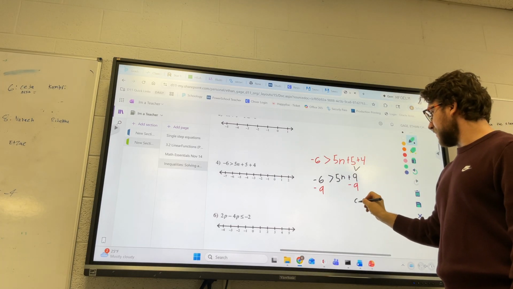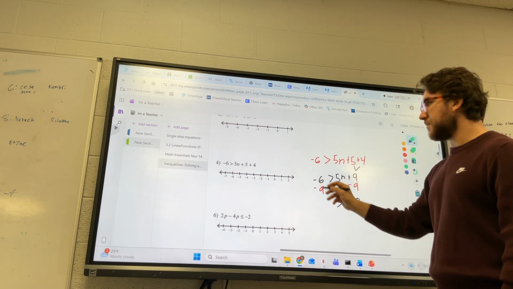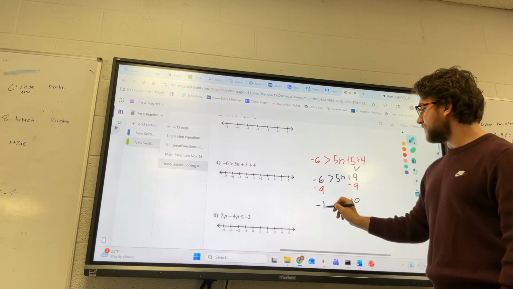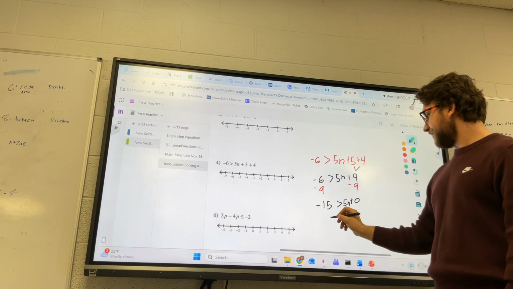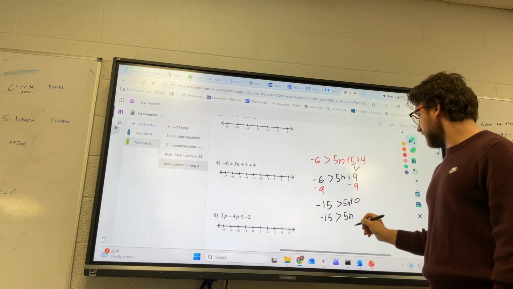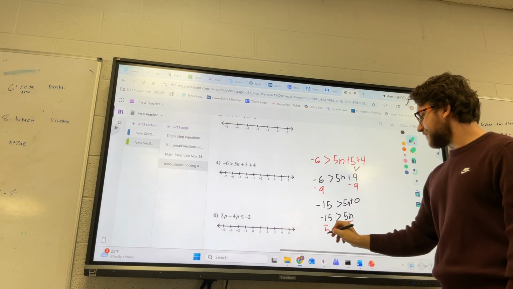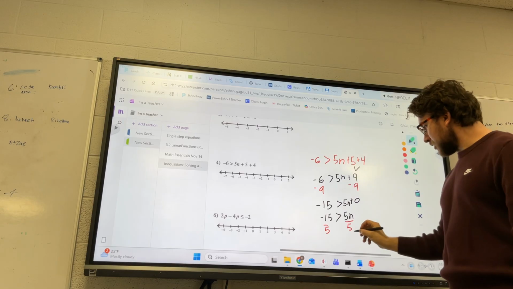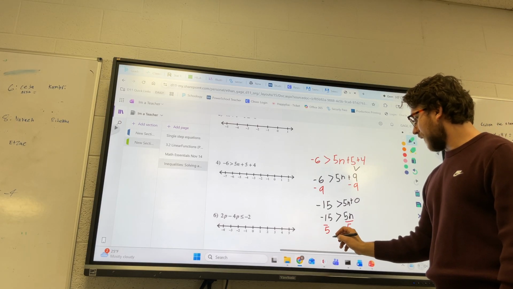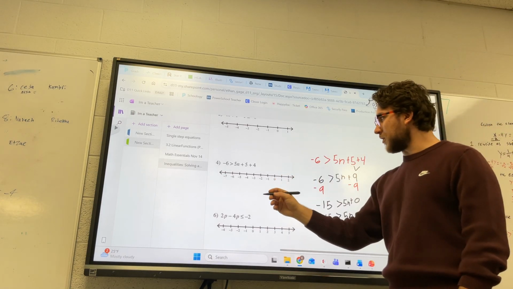9 minus 9 is going to be 0. Our 5n stayed exactly the same. Negative 6 minus 9 gives us negative 15. Our negative 15 is greater than 5n, which we can divide by 5 on both sides, giving us our final answer that n is less than negative 3. Now we'll go over here.